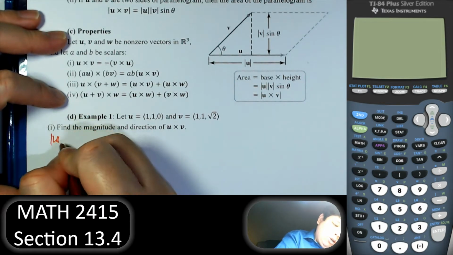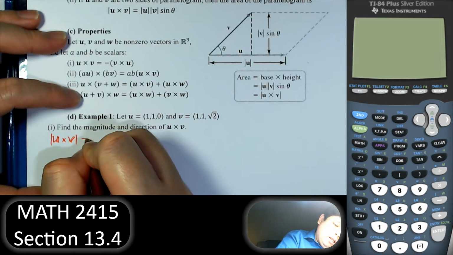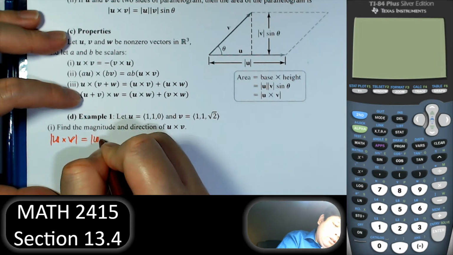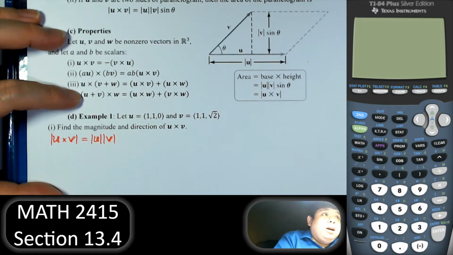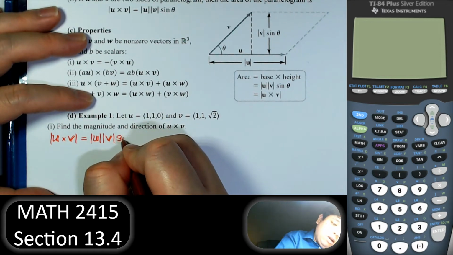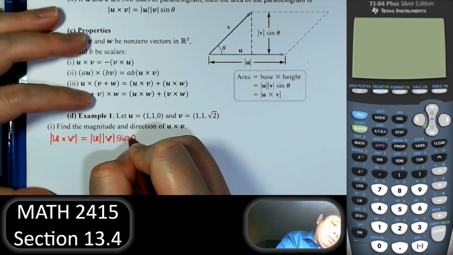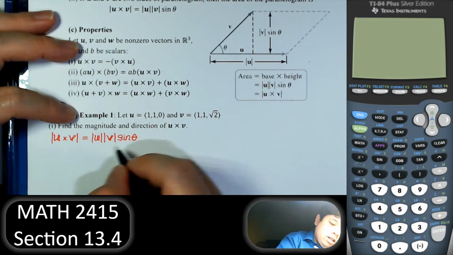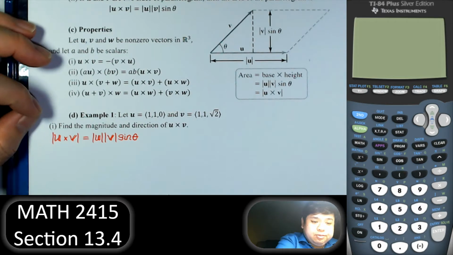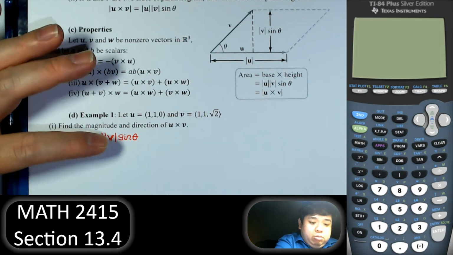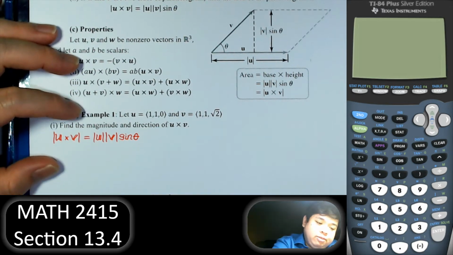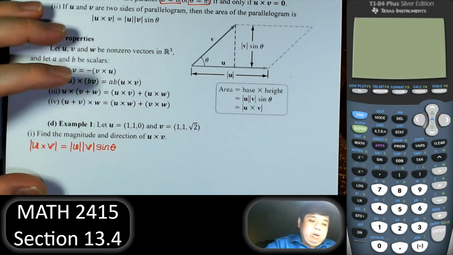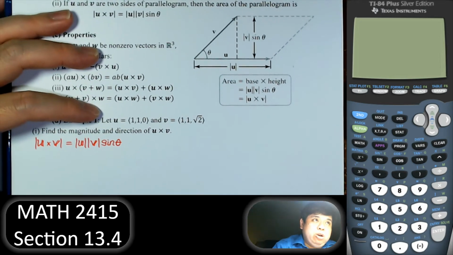The magnitude of U cross V is equal to the product of the magnitudes times the sine of the angle in between them. Right. So let's find the angle between them, because we do need the direction as well. We can draw it out, or we can just find the angle between two vectors.